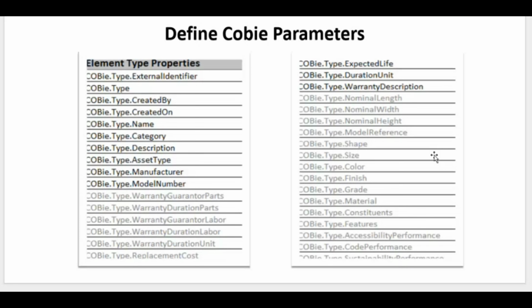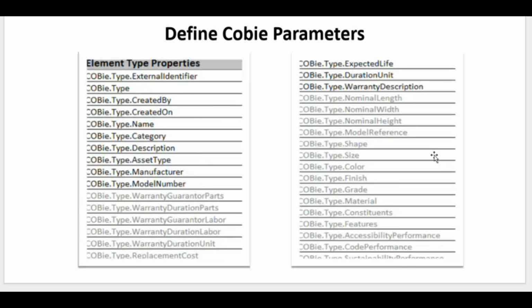Sir, come again. Your question is not clear to me, sir. Once again. One parameter is COBie dot type, and another parameter is COBie dot type dot manufacturer. So what are the differences between these two?